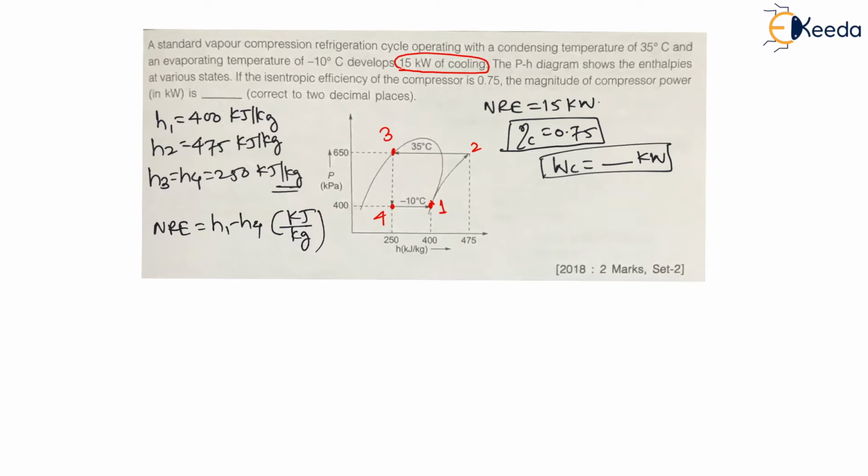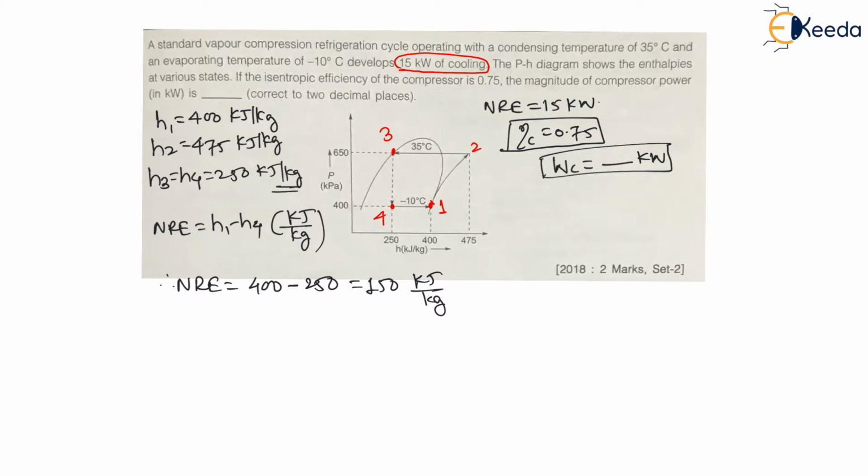Now, therefore, we can calculate the net refrigerating effect, which is equal to H1 is 400 minus H4 is 250, which is nothing but 150 kilojoule per kg. But my dear students, already they have given 15 kilowatt of cooling, means net refrigerating effect of 15 kilowatt, right? But here it is in kilojoule per kg.